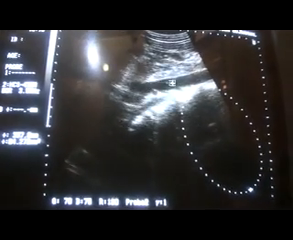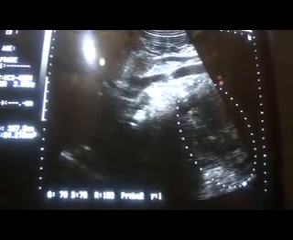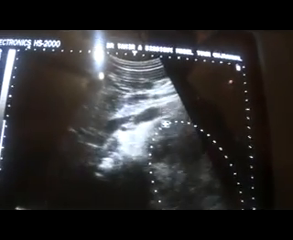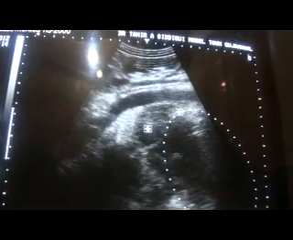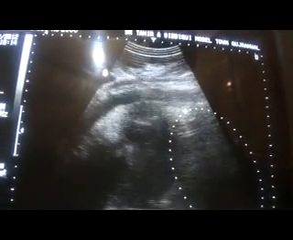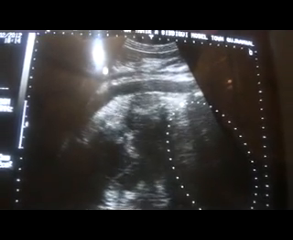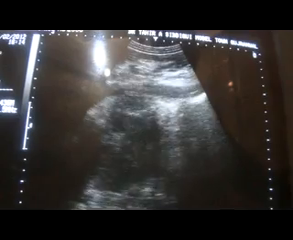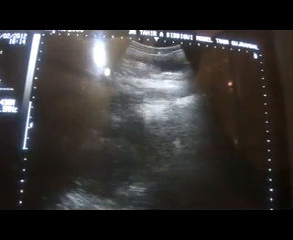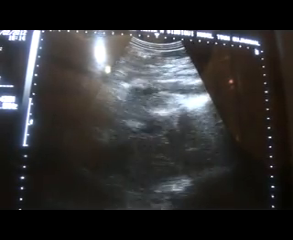This is the mass in this view. This is the aorta. This is the IVC, and this is the right renal artery. Here you see the mass becomes more clear and is elevating the IVC, a midline crossing mass, elevating the proximal part of the IVC.